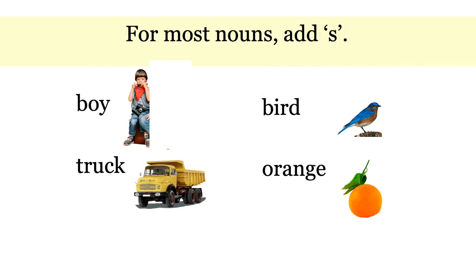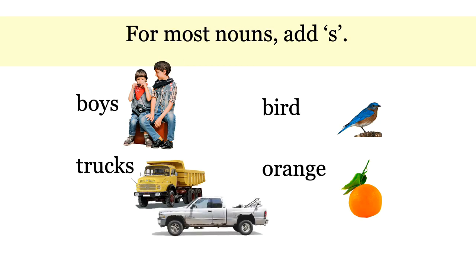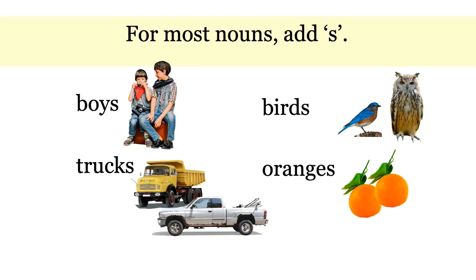For most nouns, add S. The plural of boy is boys, and we have 1 truck and 2 trucks. Here is 1 bird. We add an S. We have 2 birds. Orange is the same. Add an S, and we have 2 oranges.